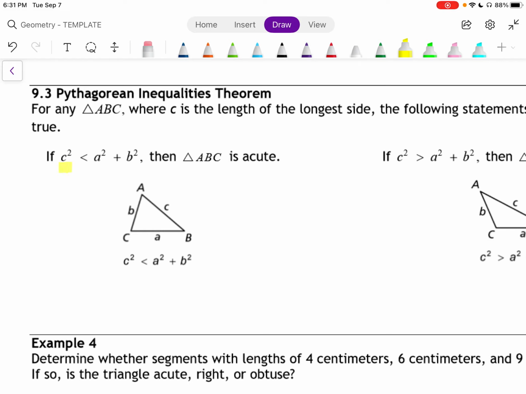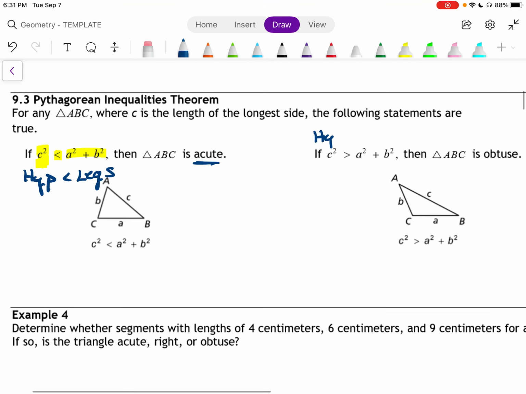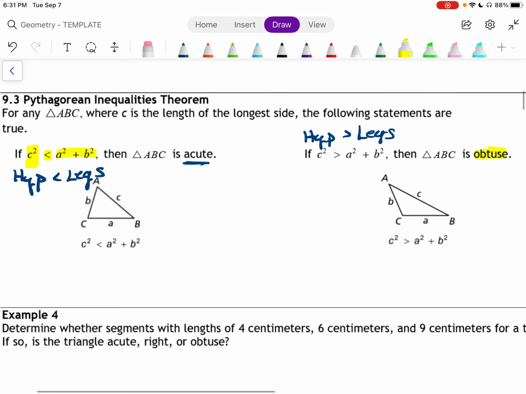We have C squared, which we normally refer to as the hypotenuse, is less than the 2 legs squared, right? If the hypotenuse is less than the legs, it is acute. Think: hypotenuse is smaller, so it's acute. And over here, if the hypotenuse is greater than the legs, then it is obtuse. So the hypotenuse is larger, then it is obtuse.